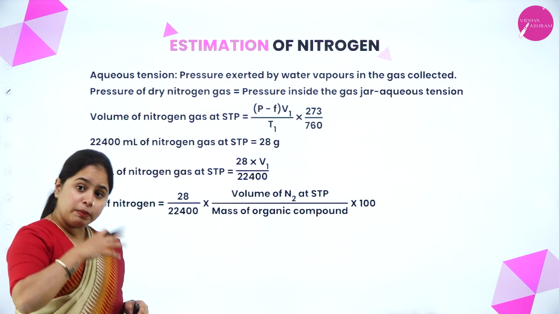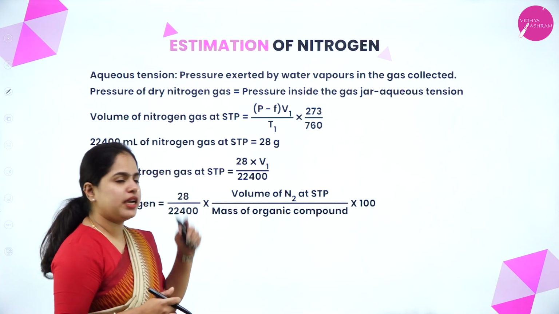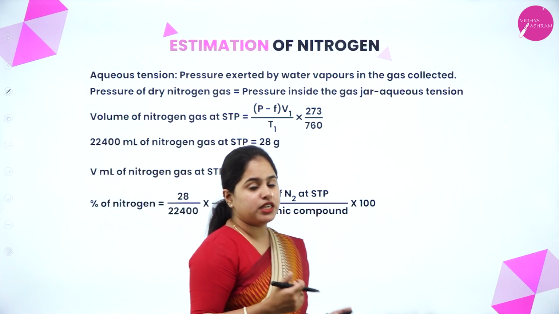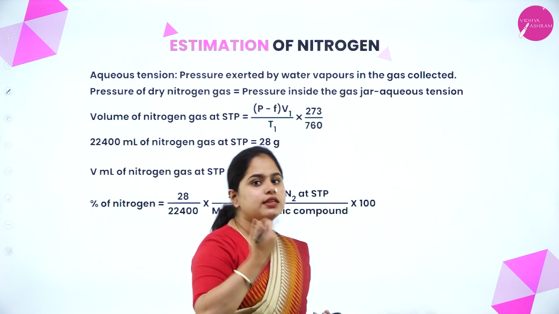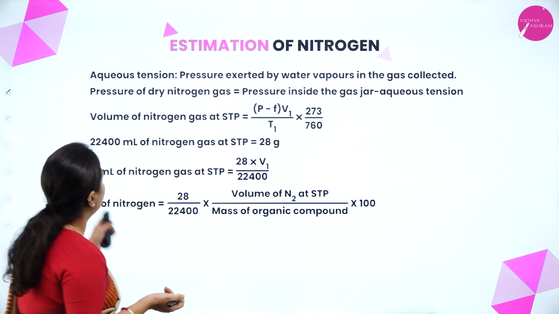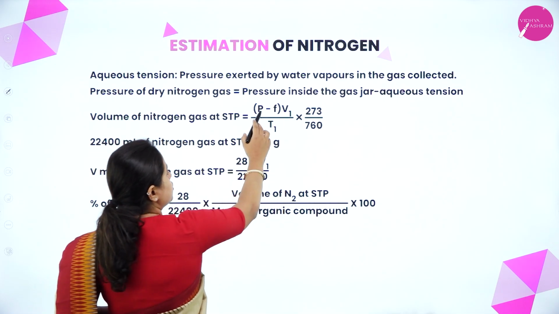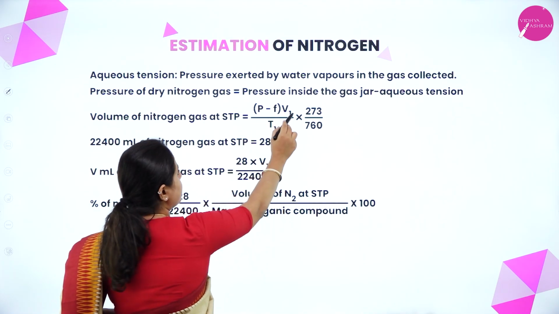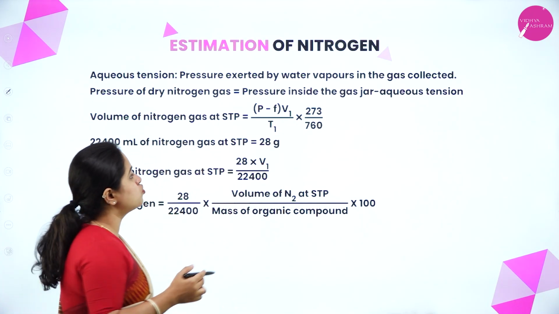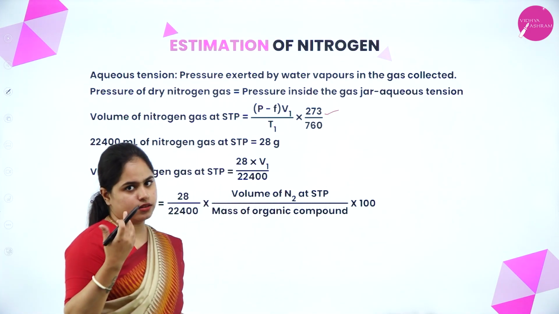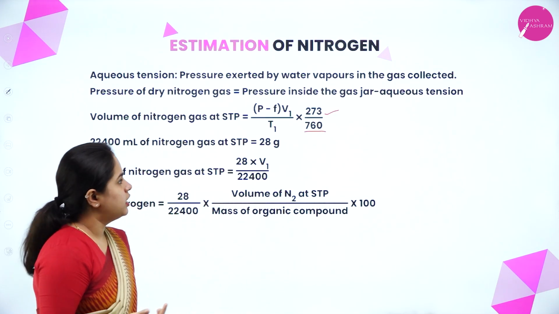So then what will be the pressure of the dry nitrogen gas then? Yes, it will be the atmospheric pressure minus aqueous tension, right? So the pressure that we have to consider in the calculation is the atmospheric pressure minus the aqueous tension, right? Okay. Now the volume of nitrogen gas at STP will be (P minus F), that is the atmospheric pressure minus aqueous tension, into V1 by T1, into 273 by 760. So 273 is the standard temperature, and 760 is the standard pressure, right? So this is how you calculate.